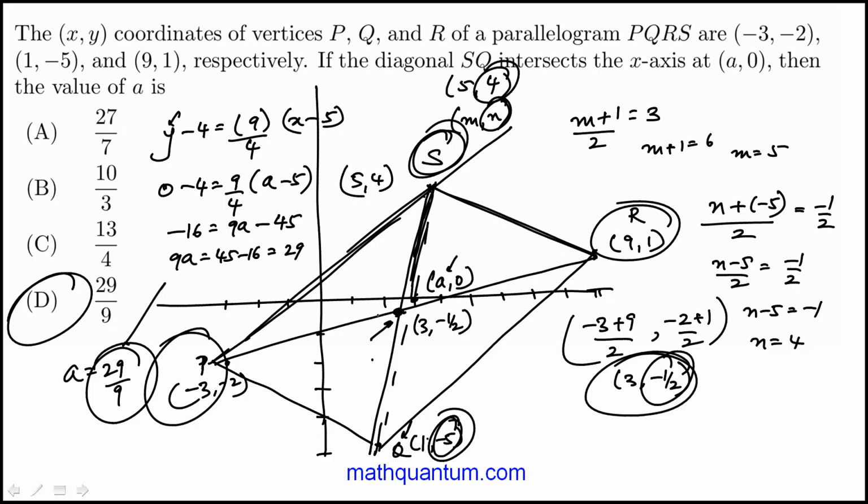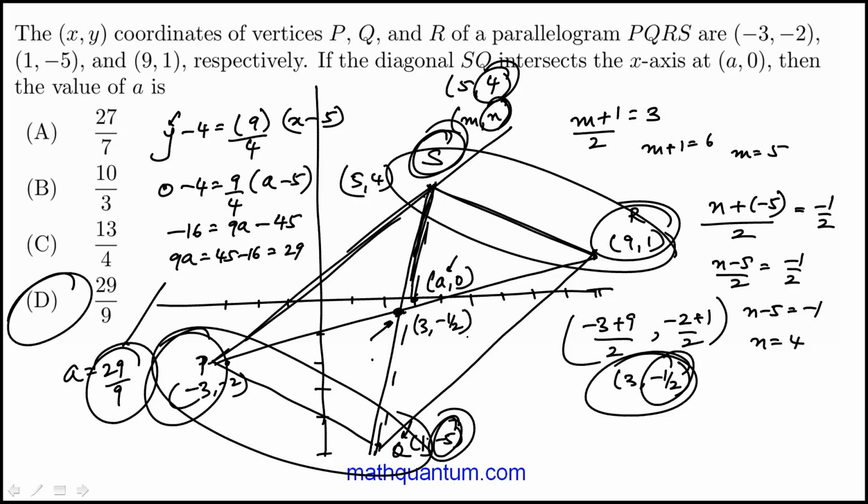If you don't know this property that the diagonals intersect at the midpoint, the other longer way to do it would be to find the slope of PQ and then match that to the slope of SR, because it's a parallelogram. And that would give you one equation between M and N, and then you do the same thing from the other side. Obviously, this would be more time-consuming, but in case you didn't remember that property, that would be the only way. So to summarize, the answer is D.